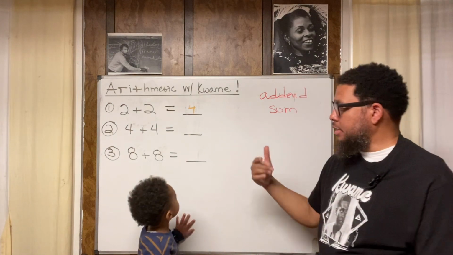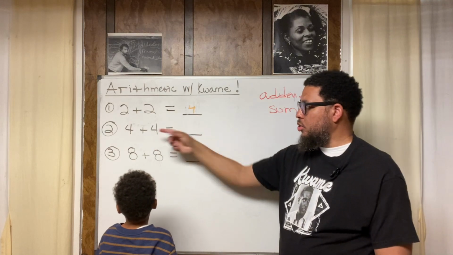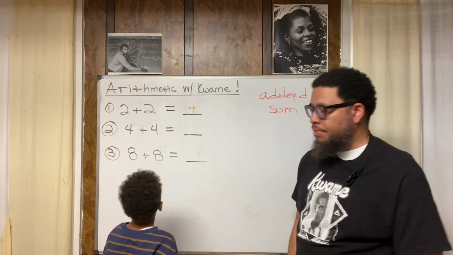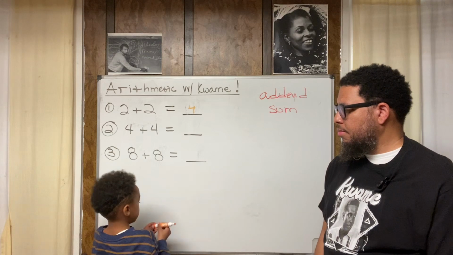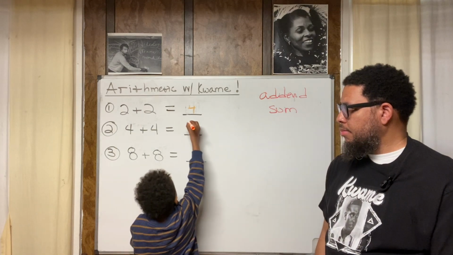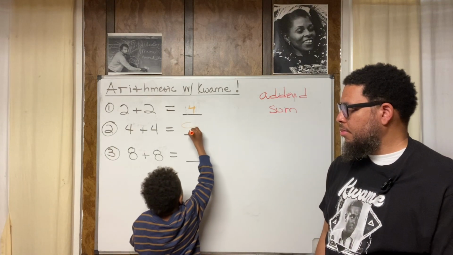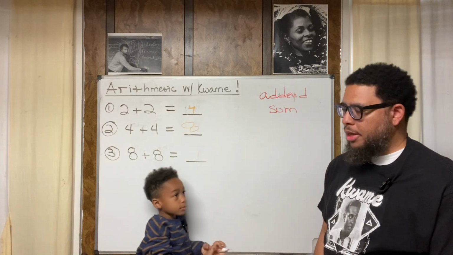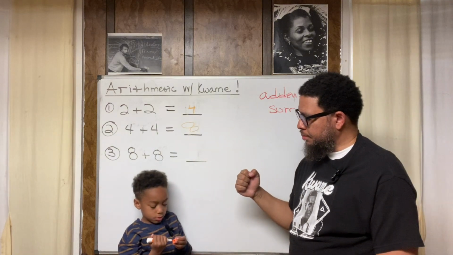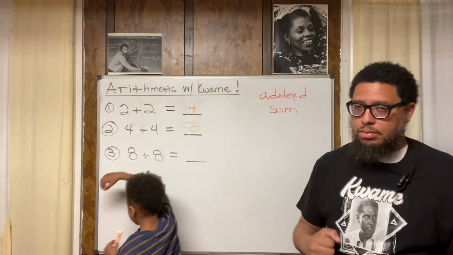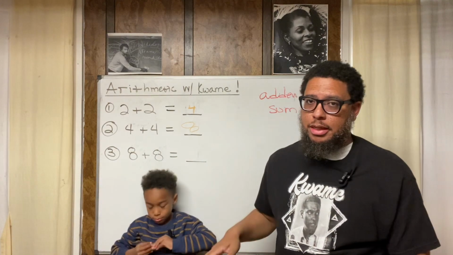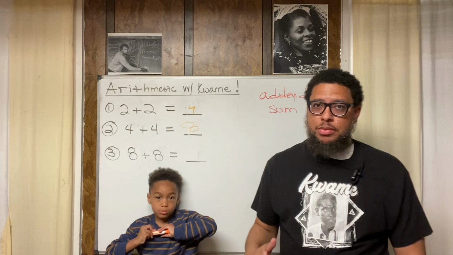Read the add-ins in number 2 and then tell us the sum. 4 plus 4 equals 8. My man. Fist bump. Boom. And see, when you're practicing these things, that might seem like a small thing, right? Give my man a fist bump, right?